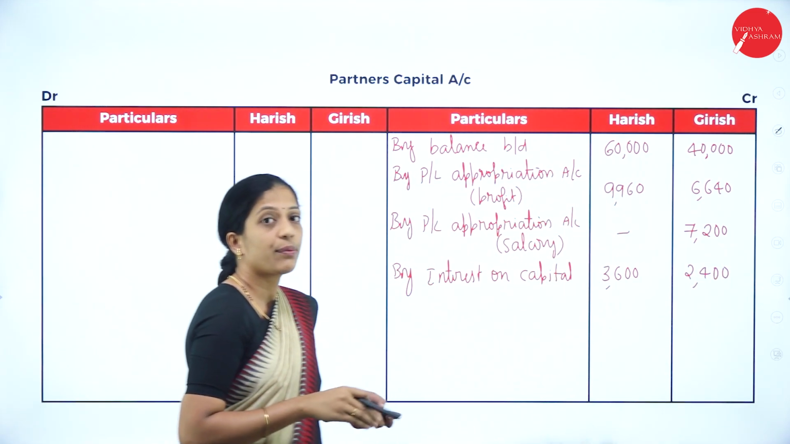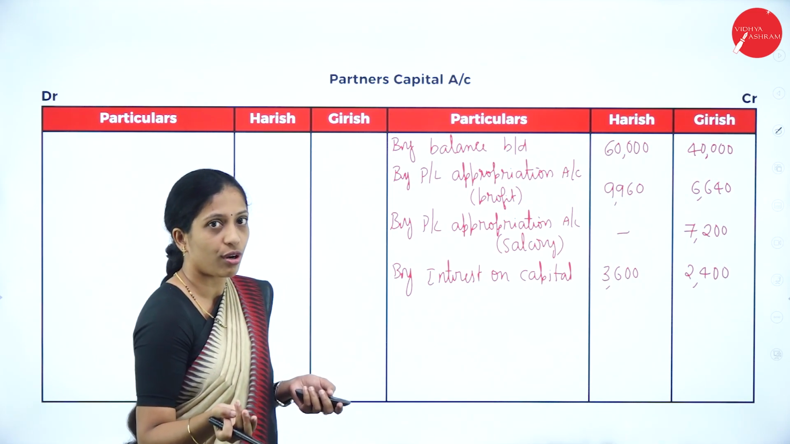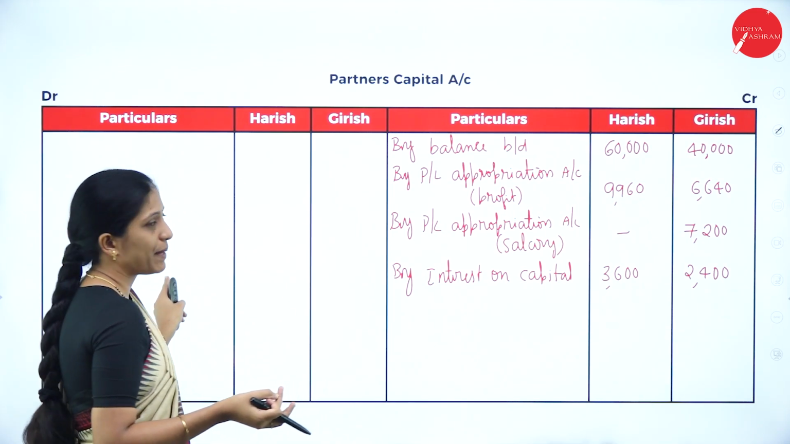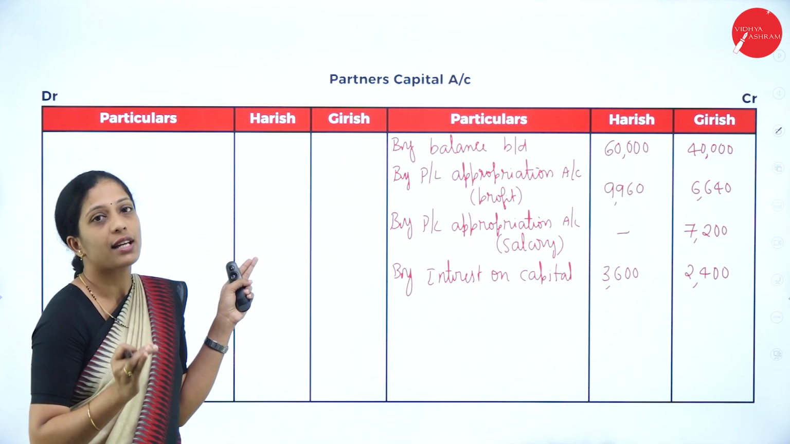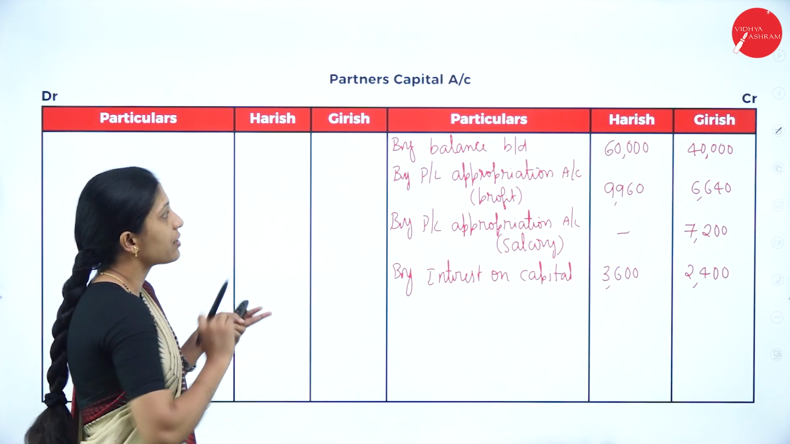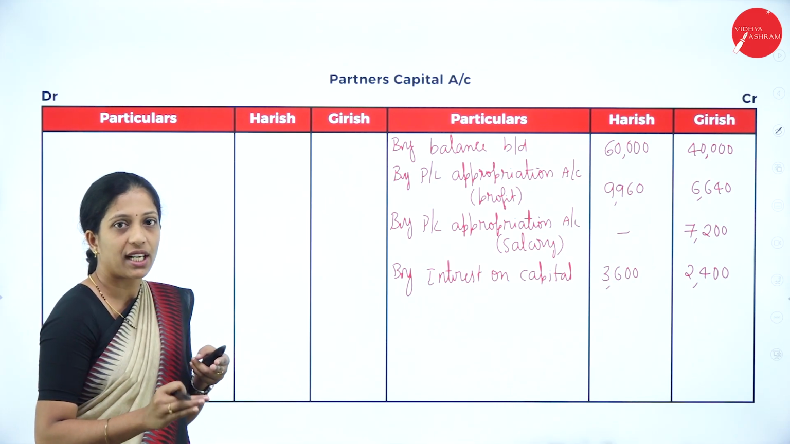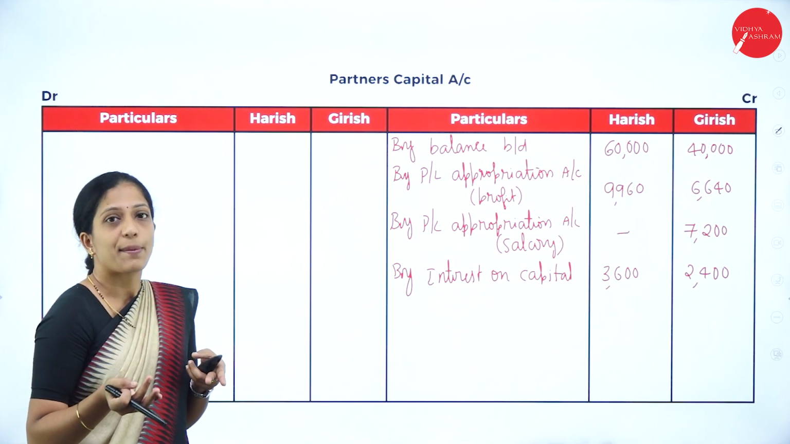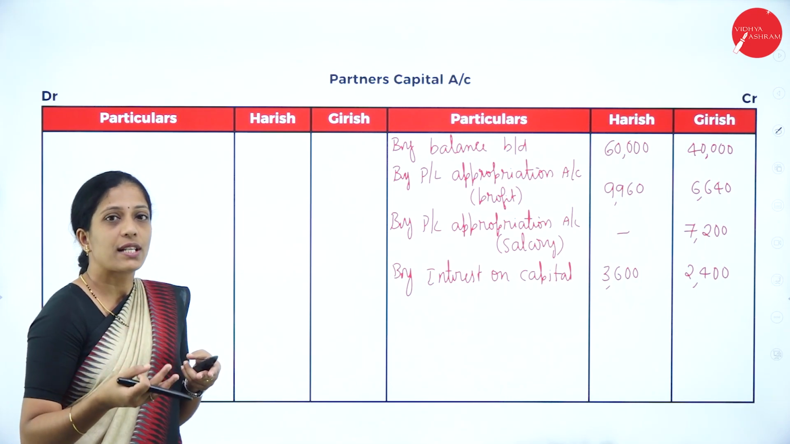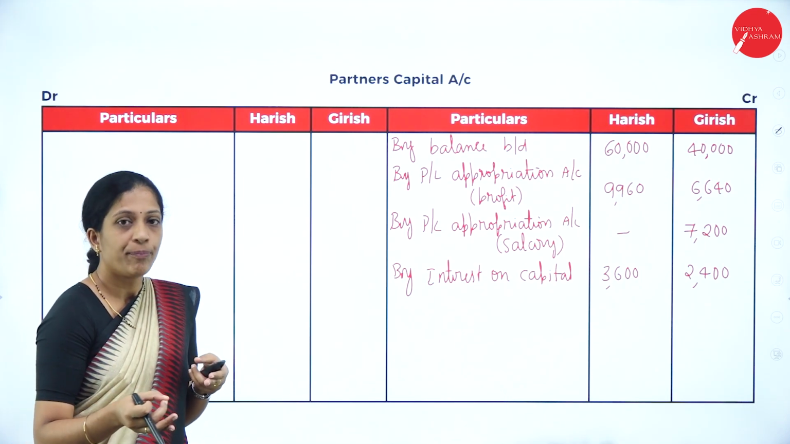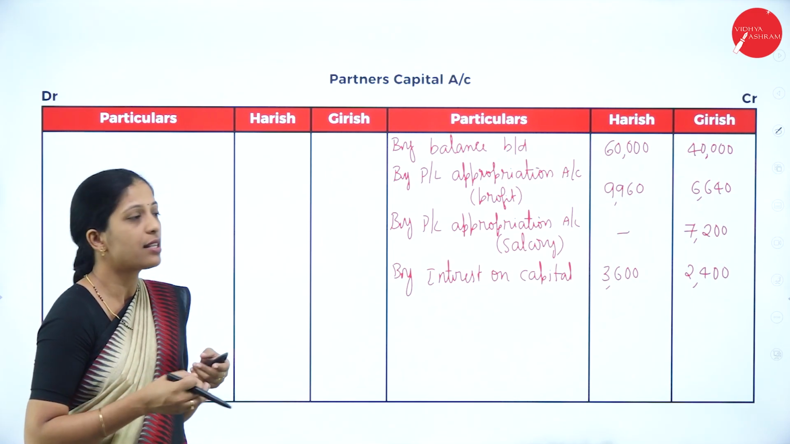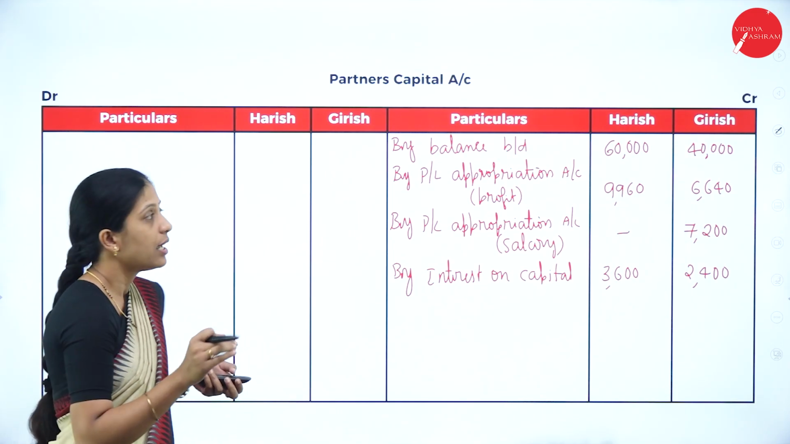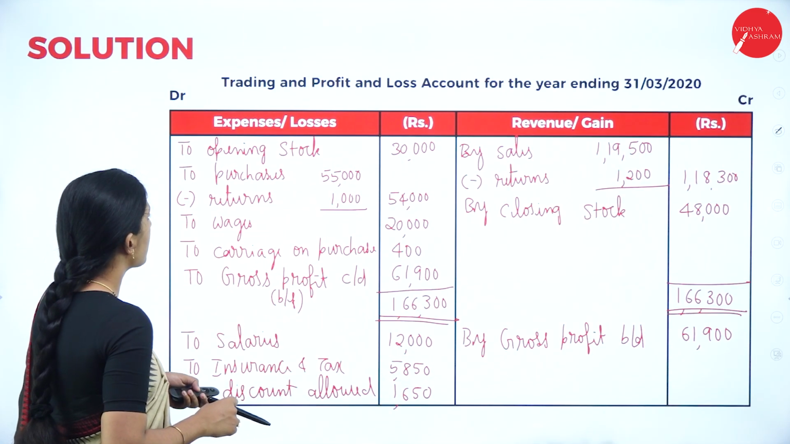Next, we shall see whether we have drawings or interest on drawings. If so, you have to record in the debit side. The thing you have to remember is, in your debit side, you will record drawings and interest on drawings. In the credit side, you will record, first you will transfer the capital, next you will transfer the profit and loss appropriation account balance, next you will transfer the interest on capital. Then if any salary or commission is given to the partners, that will be recorded in the credit side.